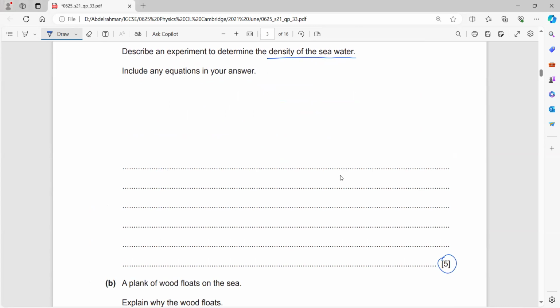5 marks. It's a lot. 5 marks for one question. How can I find the density of the seawater? Include any equations here. I don't have to draw. If you want to draw, you can draw, but you don't need to.